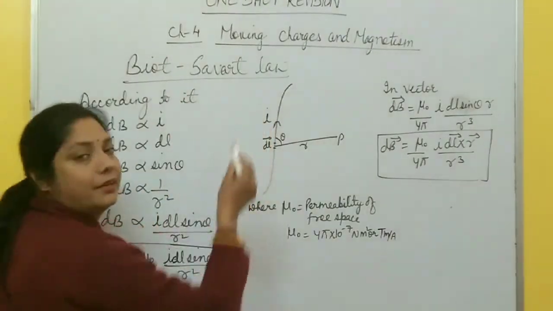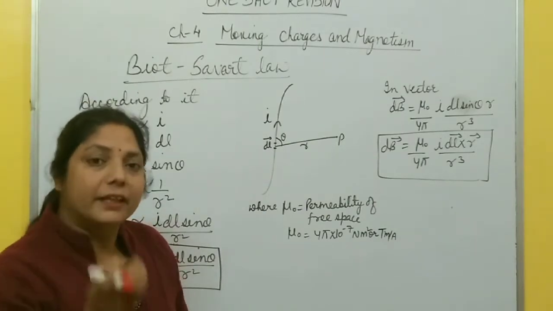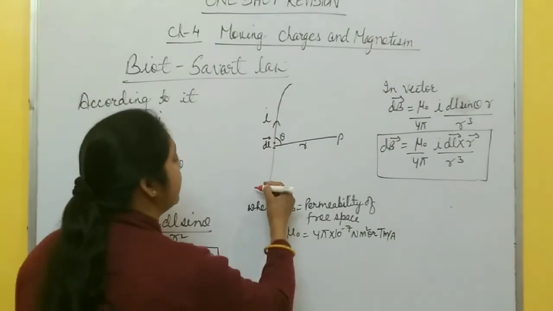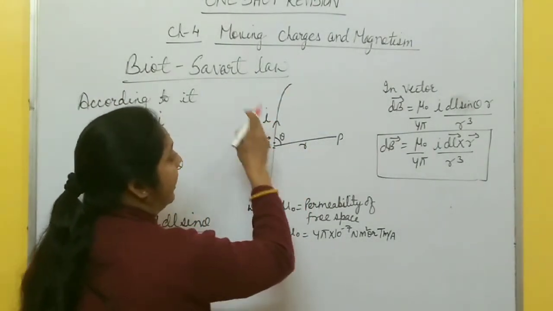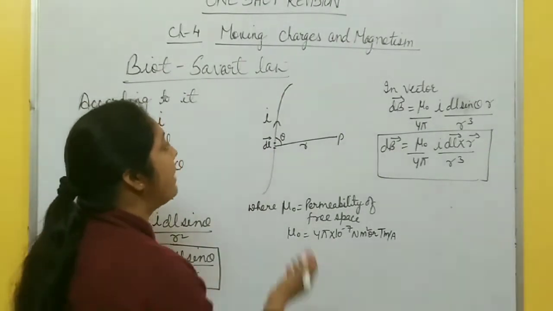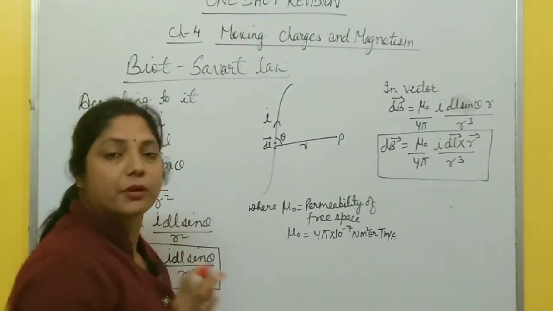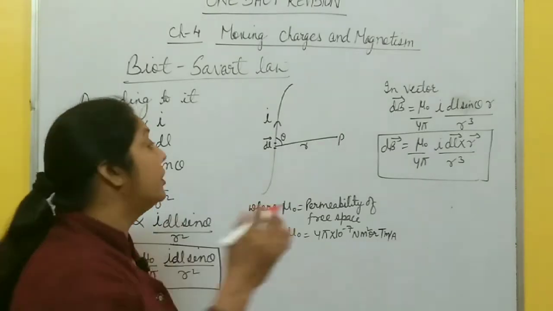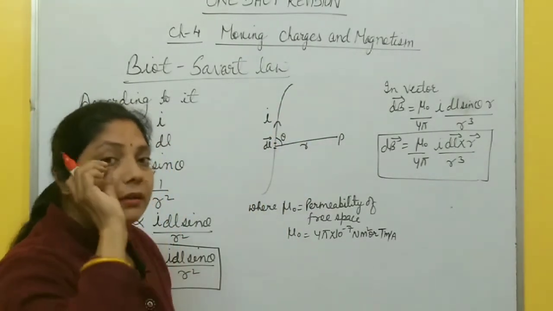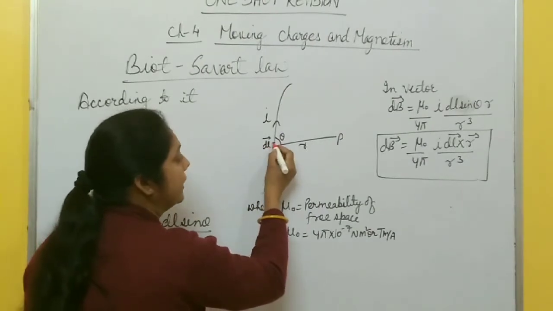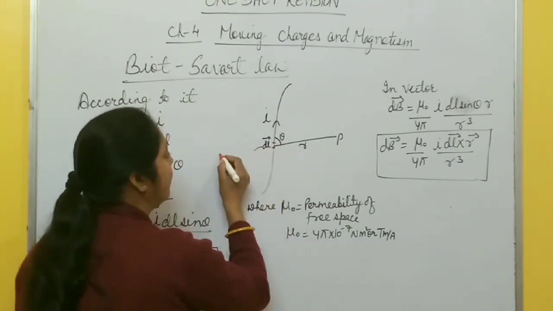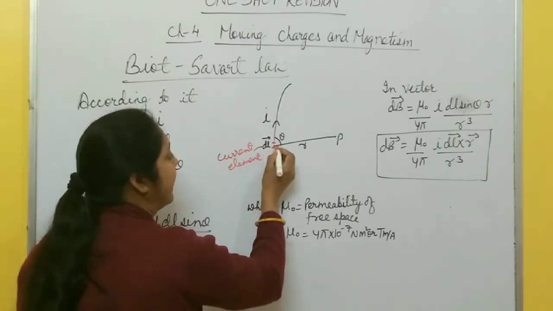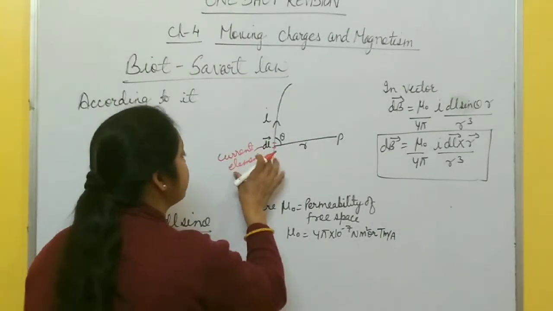Next is Biot-Savart Law. This law gives the magnitude of magnetic field due to a current carrying conductor. Suppose this is a current carrying wire and current I flows through this wire. Now what is the magnetic field due to this current carrying wire at a particular point? But according to this law, it does not give the magnetic field due to the whole current carrying wire. It gives a small magnetic field due to a small current element. Let's suppose dL is a small current element, right? And it gives a small magnetic field due to this small current element.